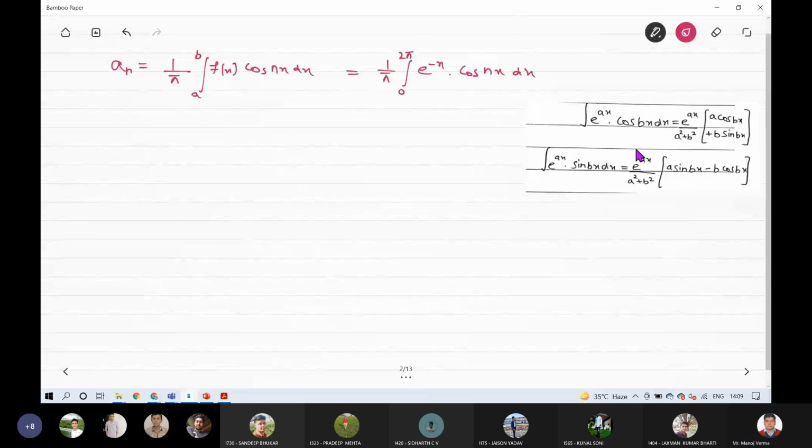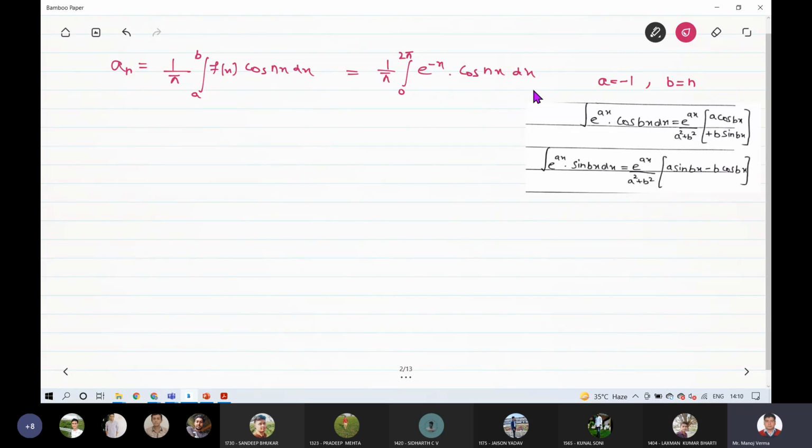This one. So the integral of e raised to the power ax dot cos bx dx will be equal to e raised to the power ax divided by this much. So in this case, if I correlate with this formula, then I will get my a is equal to minus 1 and my b is n. These formulas you have to remember by yourself. You cannot derive this, or you cannot even solve this integral very easily without the help of this type of formulas.